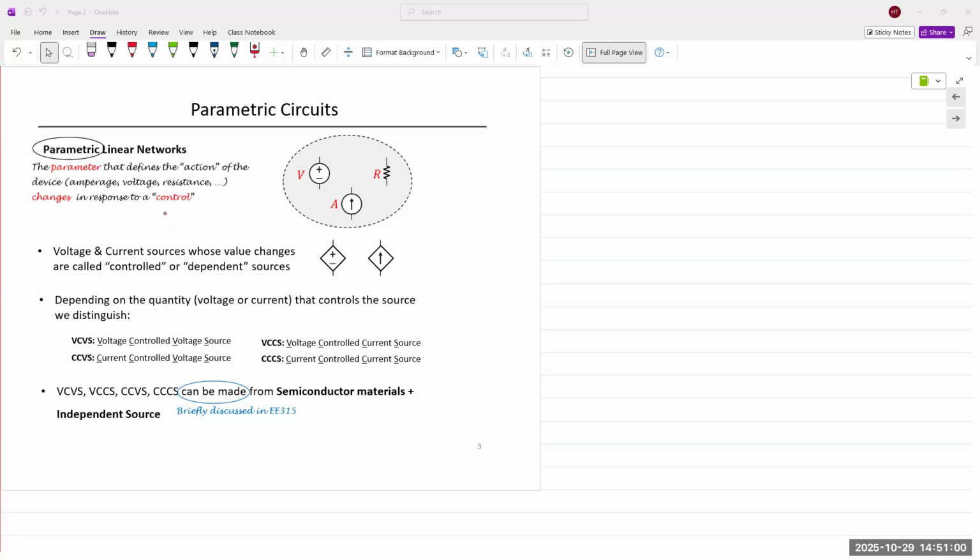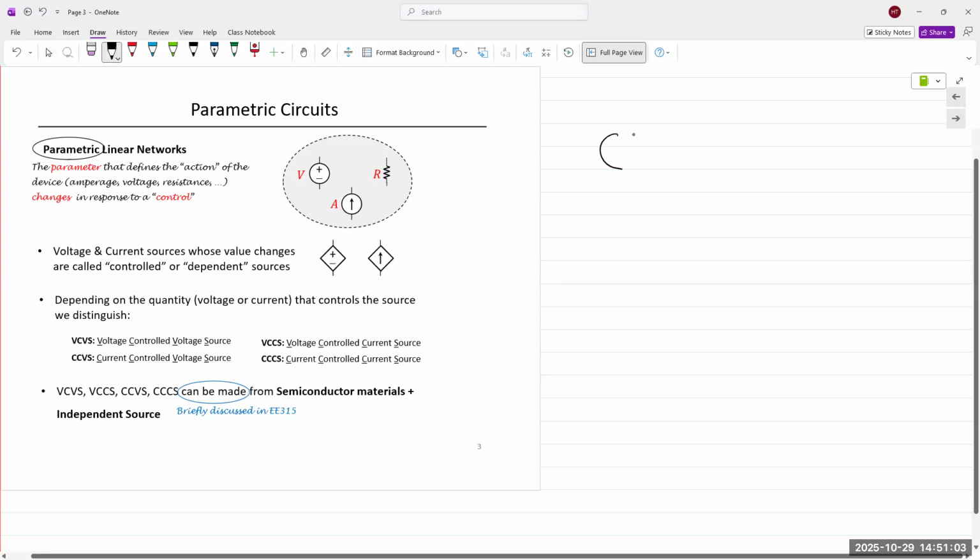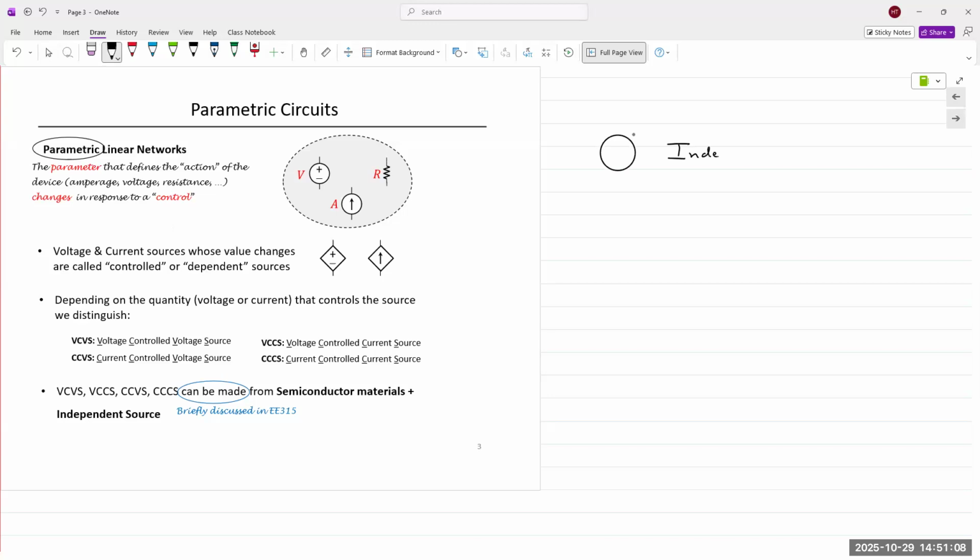You're all familiar with this symbol, which is used to represent independent sources. Then we have something known as dependent sources. And dependent sources can be both voltage as well as current. And so both are listed here.